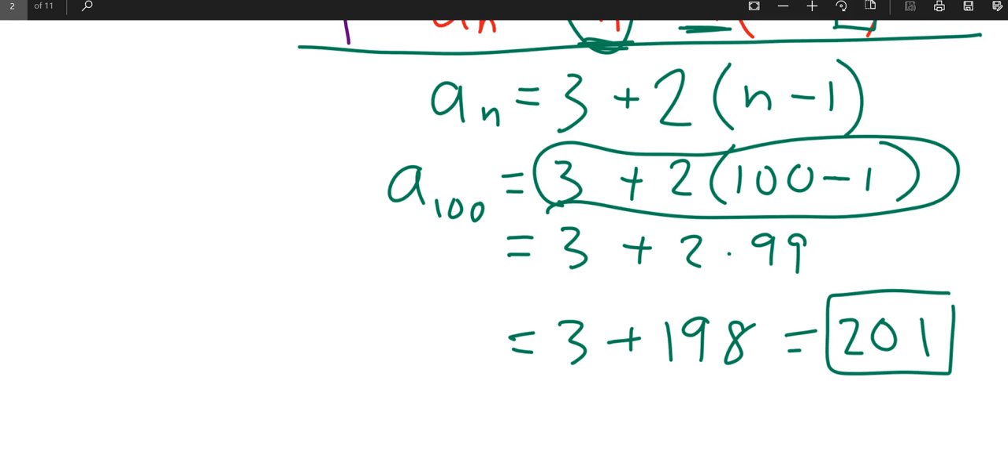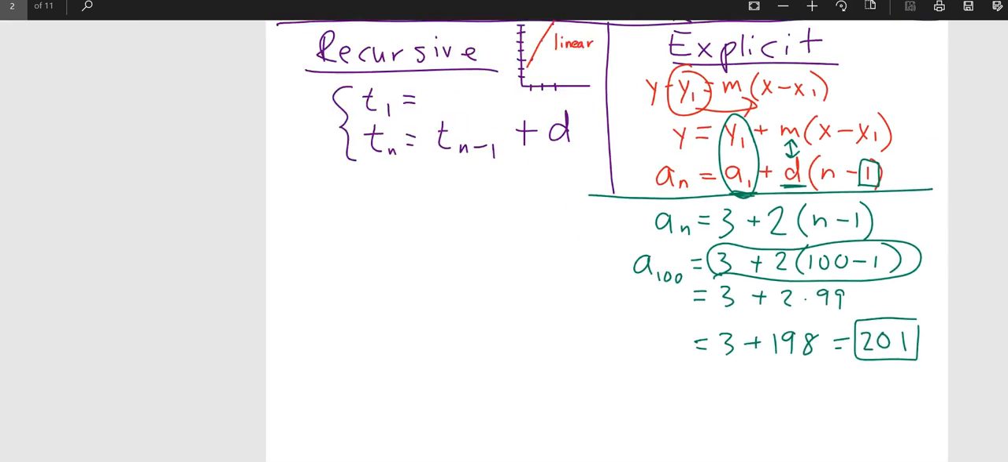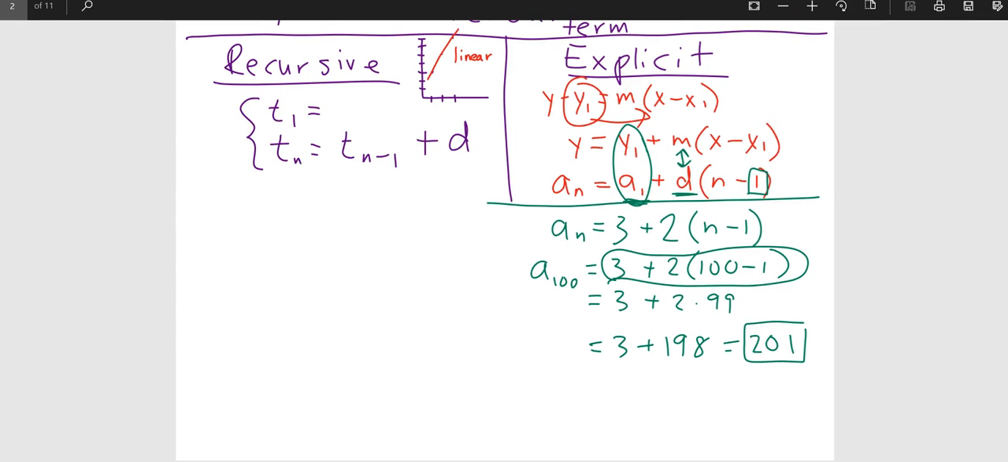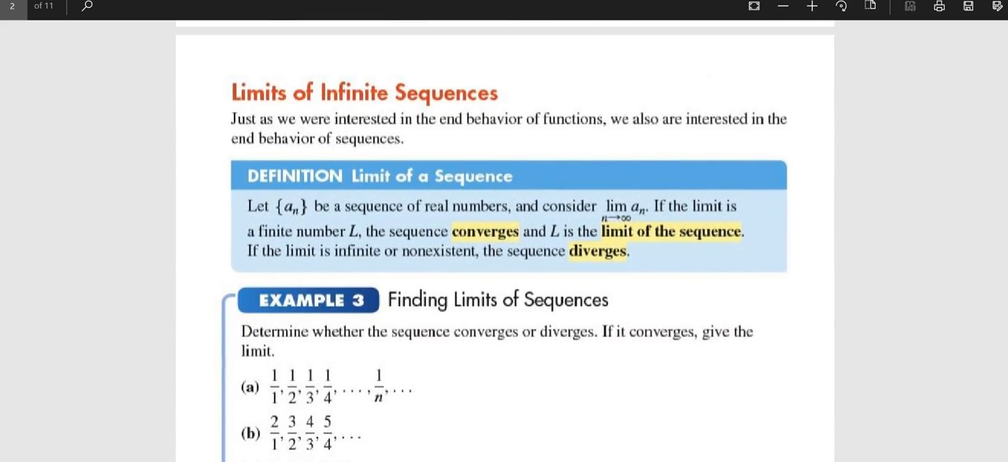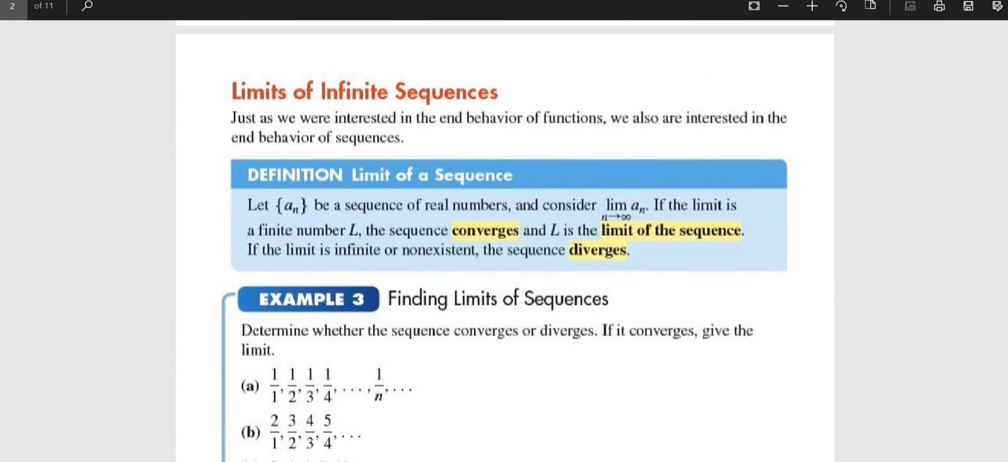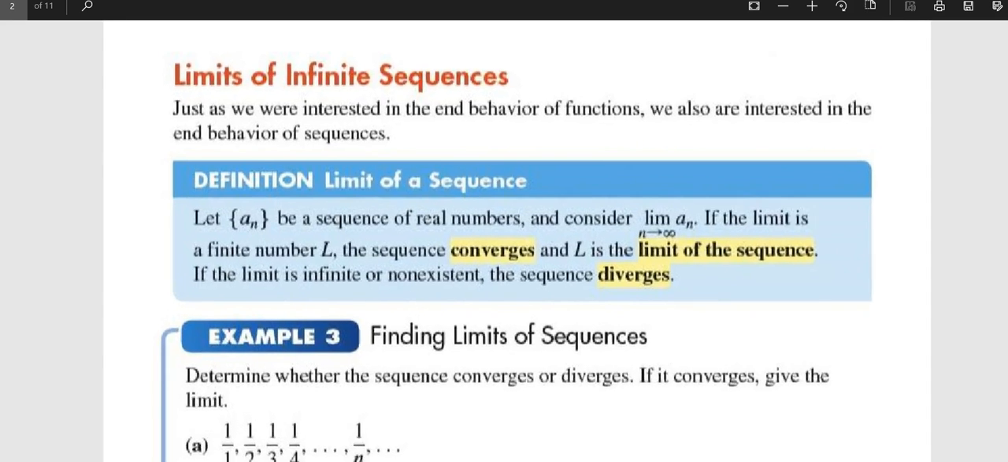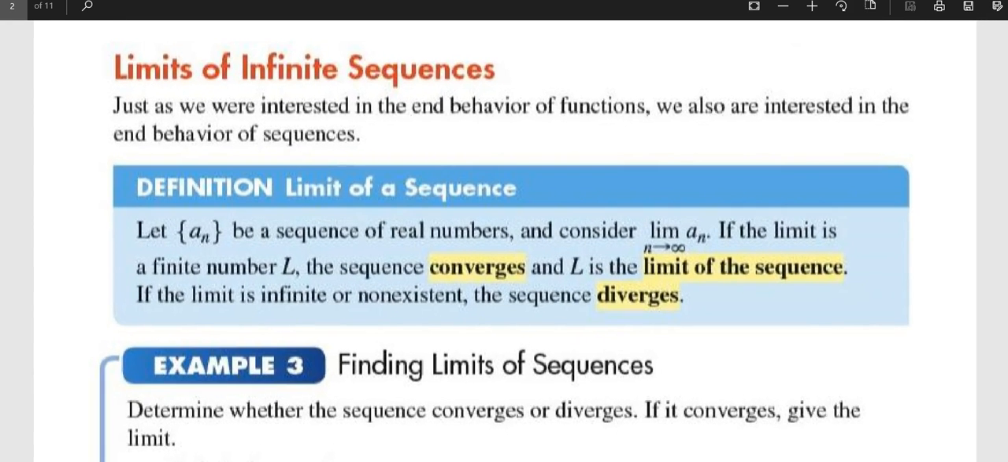All right, now, back to our regularly scheduled programming. So, recursive, explicit. Those are the recursive and explicit formulas for an arithmetic sequence. Eventually, we'll get to the geometric ones, the ones based on multiplication. Now, we get to the part of pre-calc that wasn't in Algebra 2. Limits, right? Your favorite thing in the whole wide world.